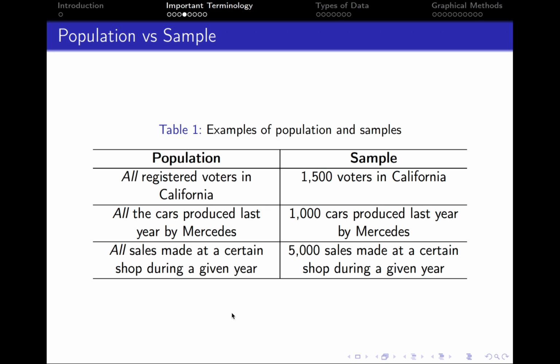Another example of population could be all the cars produced last year by Mercedes, whereas you can only have access to the sample of 1,000 cars produced by this company. So you will analyze those 1,000 cars, and based on that, you will make a conclusion about all the cars produced by that company within a certain year. And the third example of a population could be all sales made at a certain shop during a given year, whereas you might have only information about 5,000 sales made at a certain shop during a given year. So once again, you will study those 5,000 sales, calculate some values, make some conclusions, and those conclusions will be for the population.